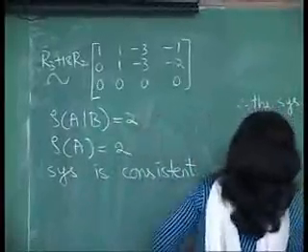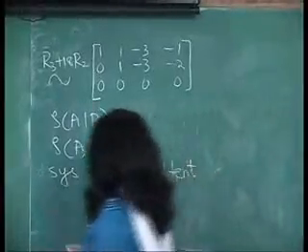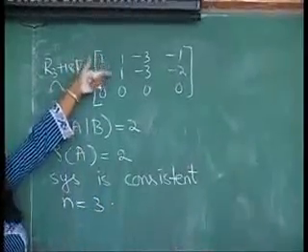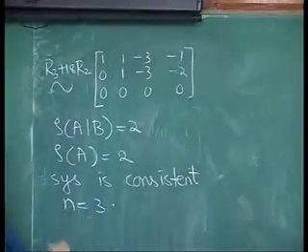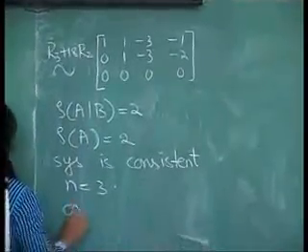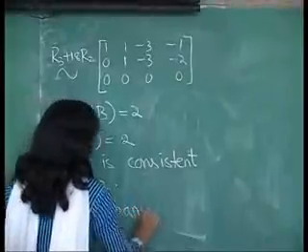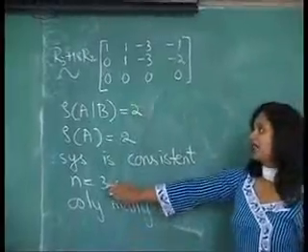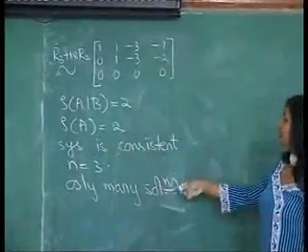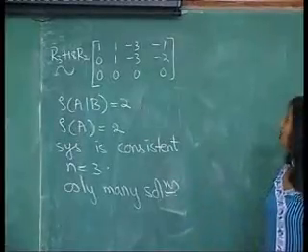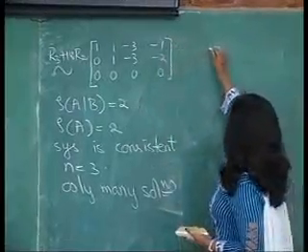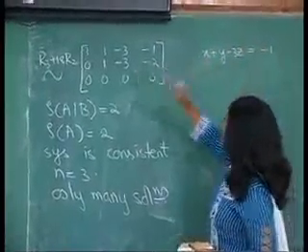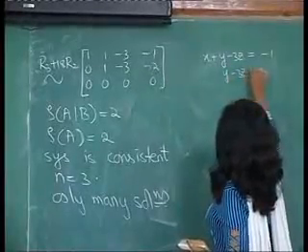But now look at the number of unknowns. There are 3 unknowns. Number of equations that we will get from here is less than the number of unknowns. So there have to be infinitely many solutions. Since the rank is less than n, n stands for the number of unknowns in the system, this system is going to have infinitely many solutions. Let's find the solutions. If we rewrite the system, we will get x plus y minus 3z equal to minus 1. From the second equation, I will get y minus 3z equal to minus 2.